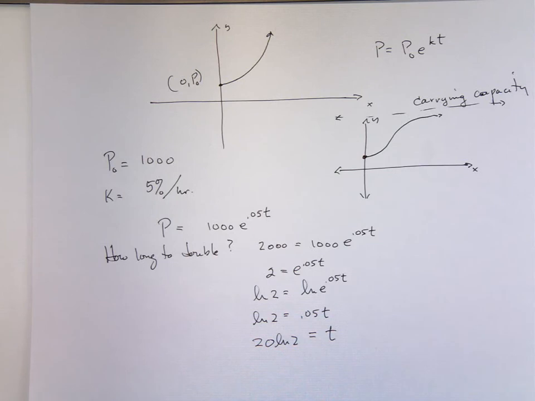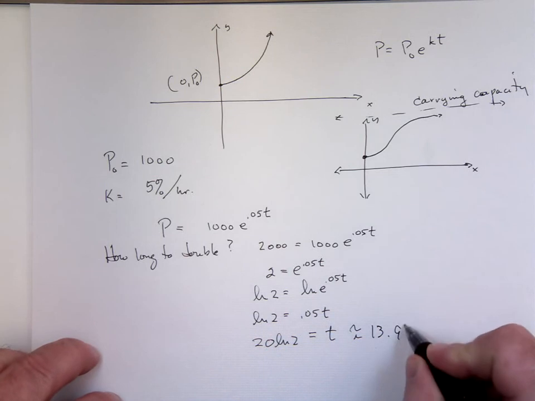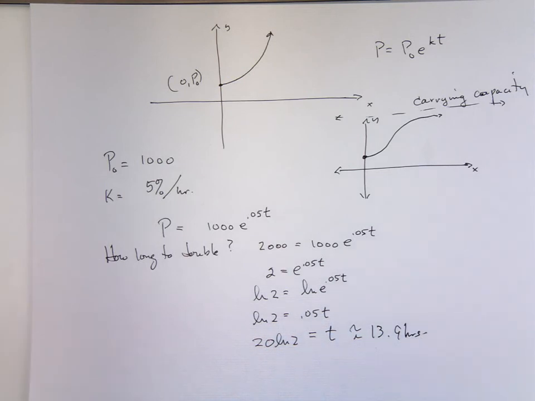hours. Can somebody do that out for me on a calculator? 20 natural log 2. It's 13.863. So 13.9 hours. It would take to double at 5% per hour. And the reason it's not 20 hours, you might think, why wouldn't it be 20? Is because it's compounded continuously. Not every hour, not every minute, not every second, but continuous compounding.